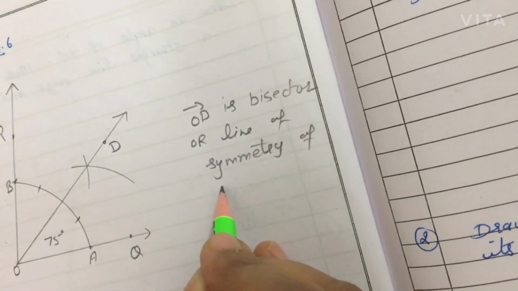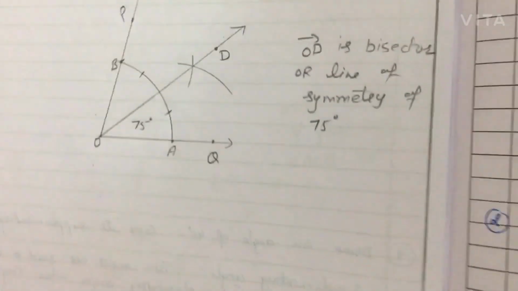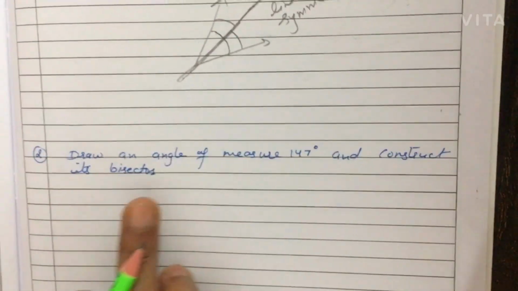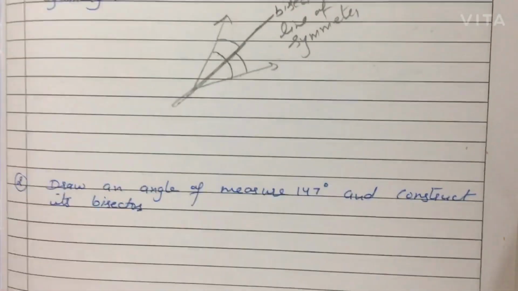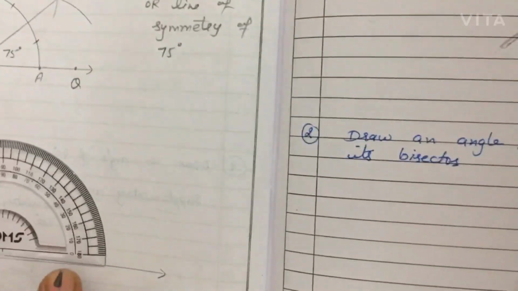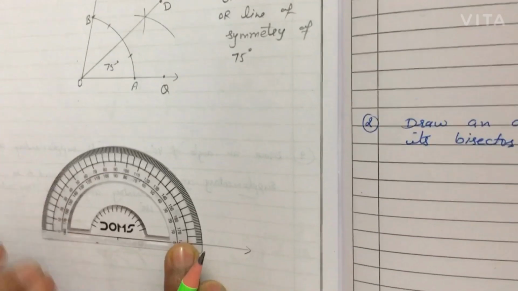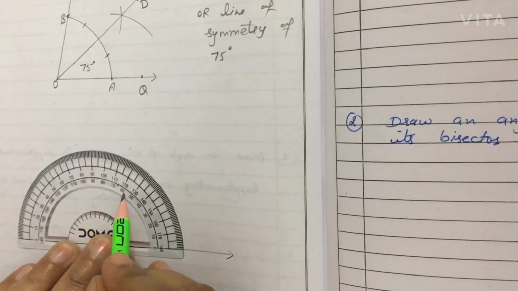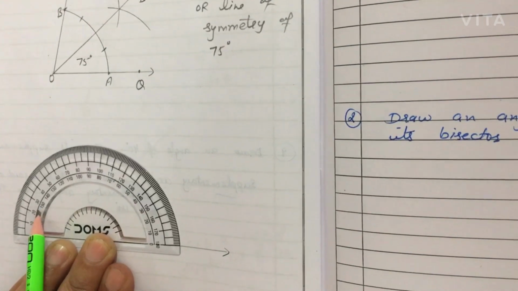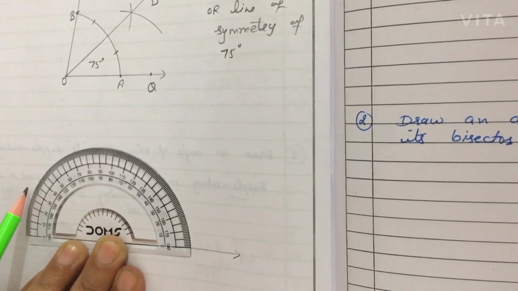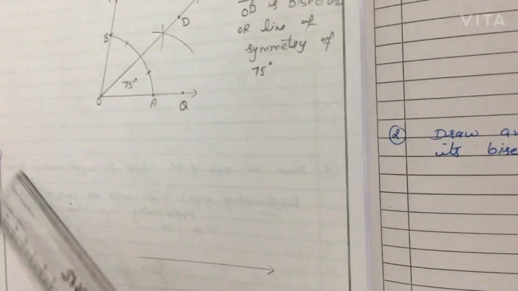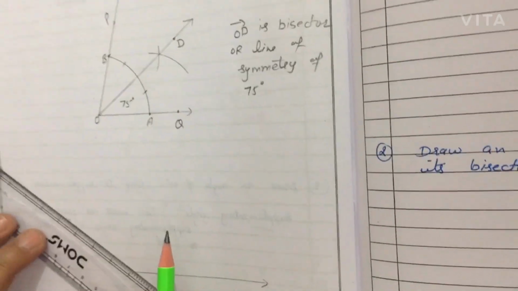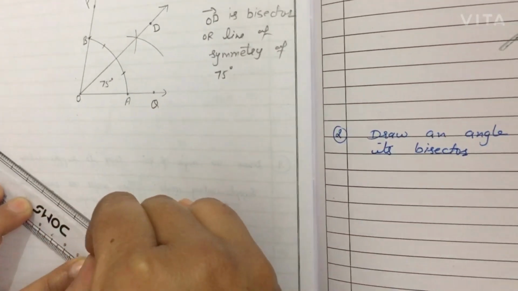of the angle of 75 degrees. In this way, in question 2, we have to make an angle of 147 degrees and construct its bisector. In the same way, first we use the protractor to draw the angle of 147, which lies between 140 and 150. This is 145, 146, 147. So we will make the angle of 147. So this is the angle of 147.